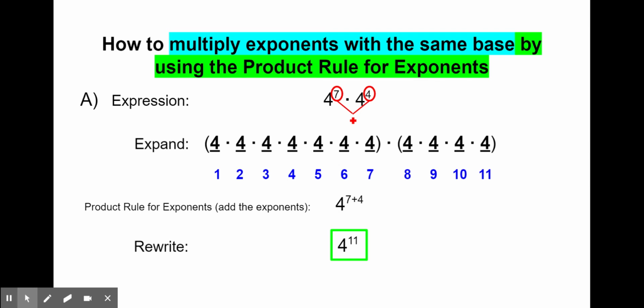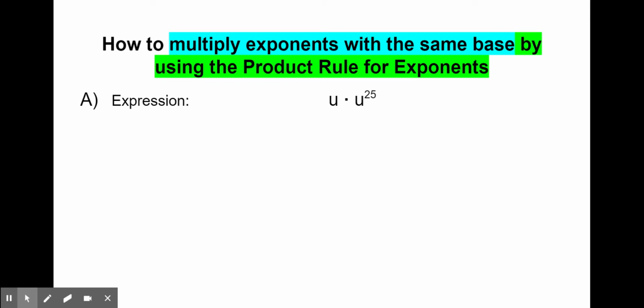So let's go ahead and take a look at another example. We have u times u to the 25th power. Now, remember, that first u is really u to the first power because we only have one of them. All right, so we're going to multiply these, and u is our base, and they're exactly the same. U is our base for that first one, and then u is our base for the second one. We have it raised to the first power, that 1 is our exponent, and then for that second u, we have the 25th power, or 25 is our exponent.